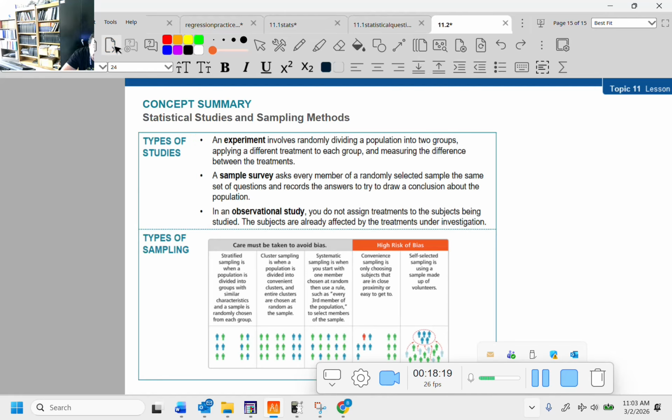All right, and I think that's it in your notes. That's all the notes I'm doing. That is going to be 11.2, sampling techniques.